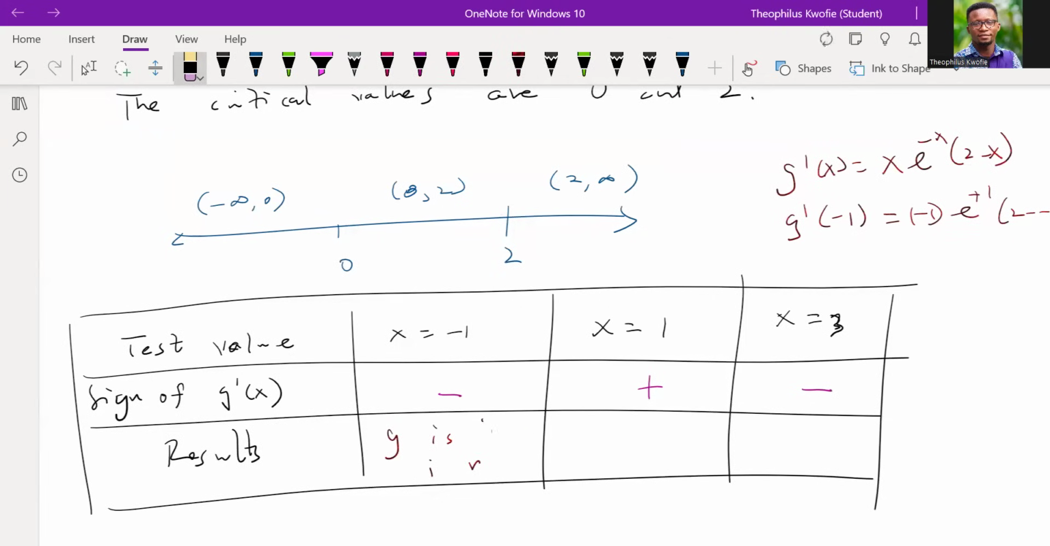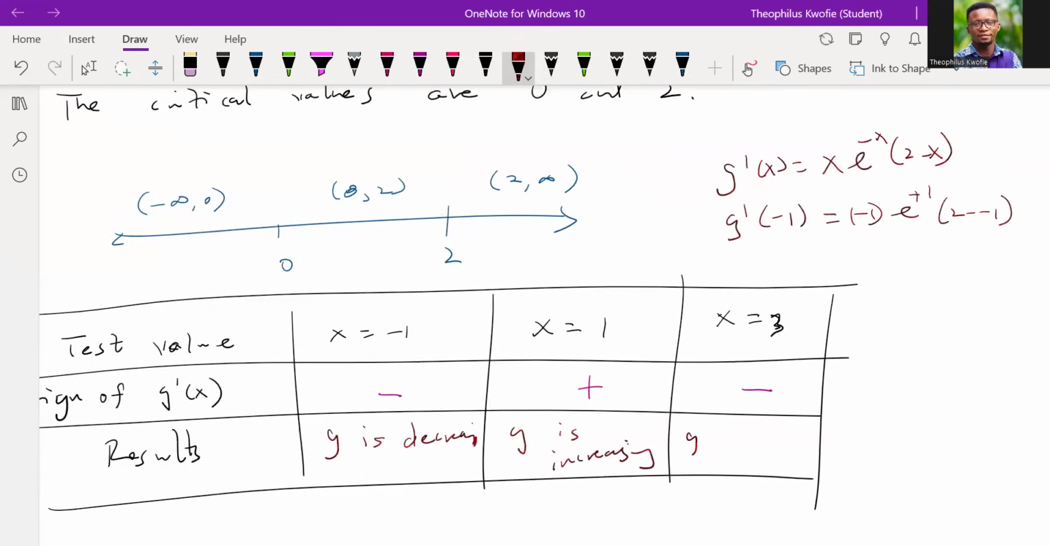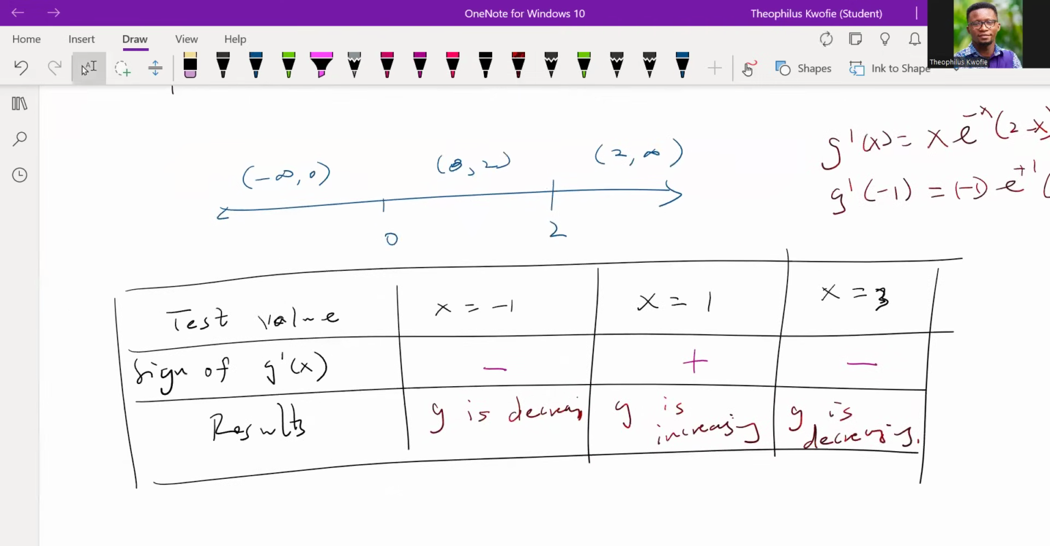So let me take my time and write it. Since the slope is negative, it just means that the graph of the function was decreasing at this point. And over here, we said that g is increasing. Good. And over here, we see that g is decreasing. Good.